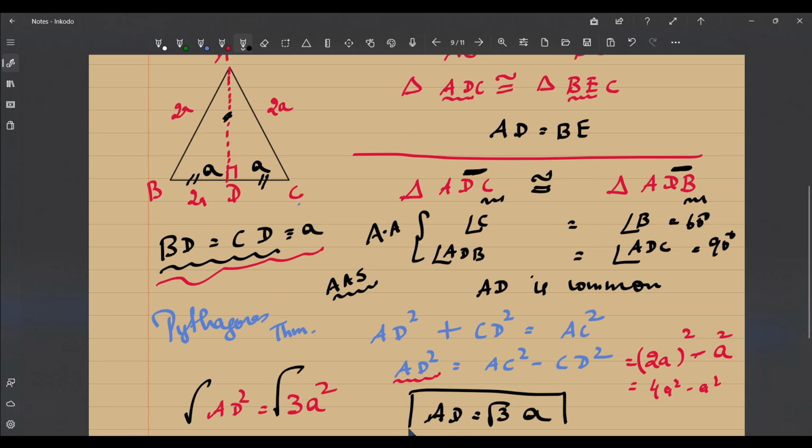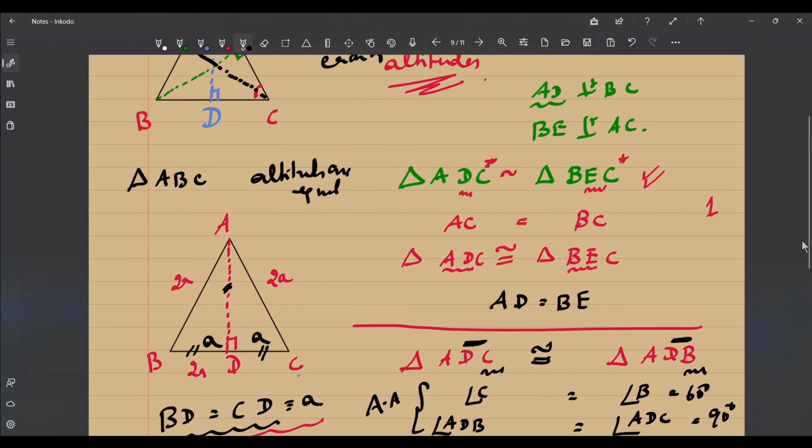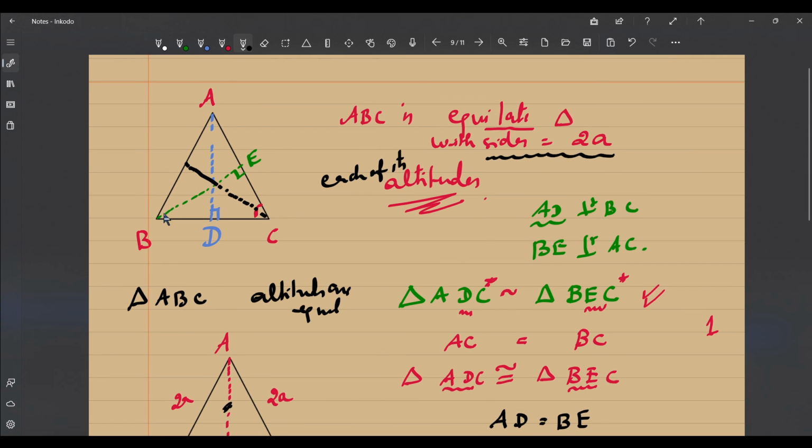It is root 3 a, and we have already found that all three altitudes are equal. So whatever the altitude, all these lengths, whether it is this BE, the one in black, or the one in blue, AD, all of them would be equal to root 3 a, right? I hope you understood.